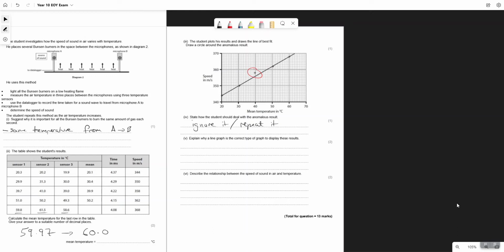Right. Explain why a line graph is the correct type of graph to display these results. This is a question people struggled with. So what is it that's there? Why do we use line graphs and not bar charts? It's for when data is what we call continuous. So there is an entire continuous line that goes from 20 to 70. Okay, so you could have any value between 20 and 70. You keep going that way, but you can smoothly go this way and you can smoothly go that way.